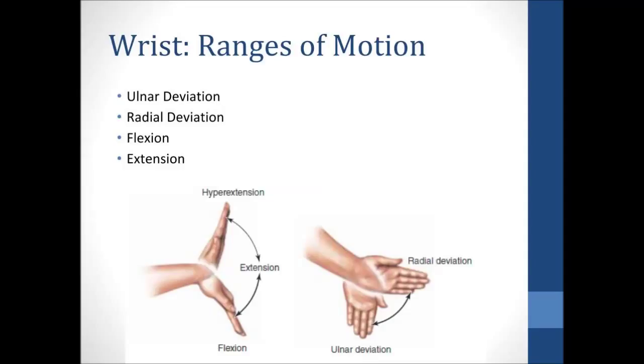Flexion occurs when you bend your wrist down, decreasing the angle between your wrist and the front of your forearm. Extension is the opposite of this motion and occurs when you are bringing your wrist back toward the back of your forearm.